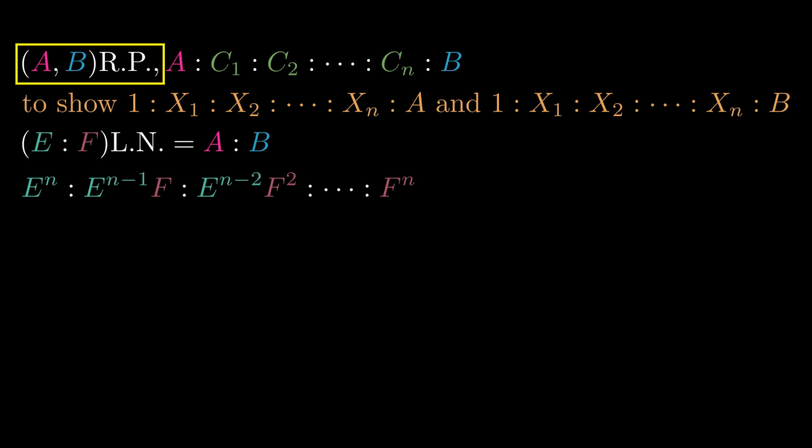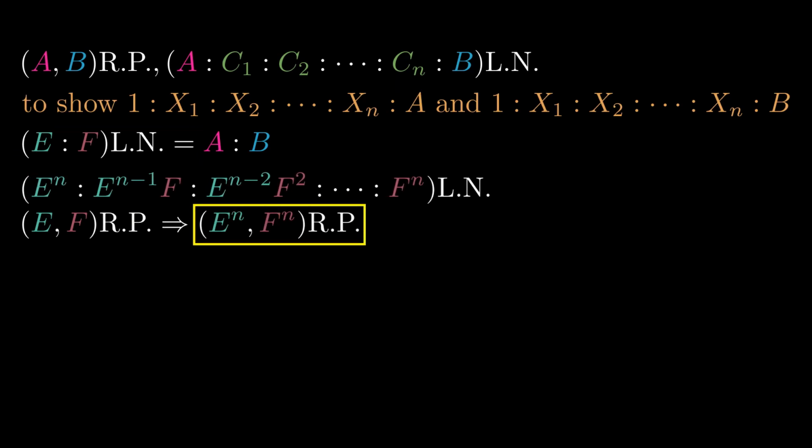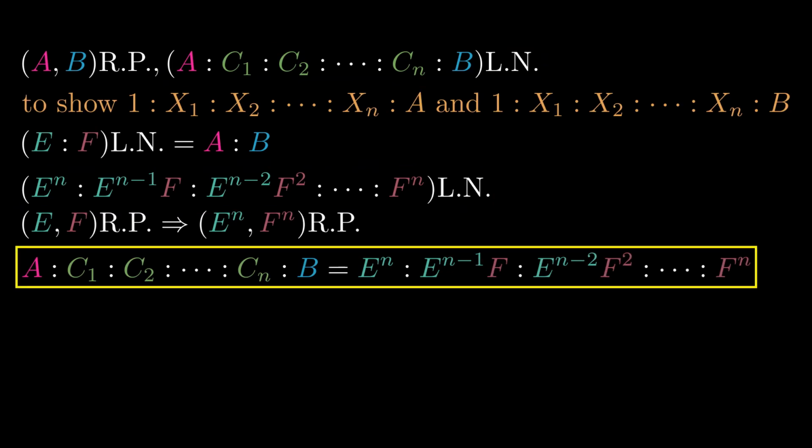A and b are relatively prime, so our given continued proportion is in least numbers. E to f is in least numbers, so e and f are relatively prime, so e to the n and f to the n are relatively prime. So our continued proportion is in the least numbers as well. This means our two continued proportions are equal, so that e to the n is equal to a and f to the n is equal to b.